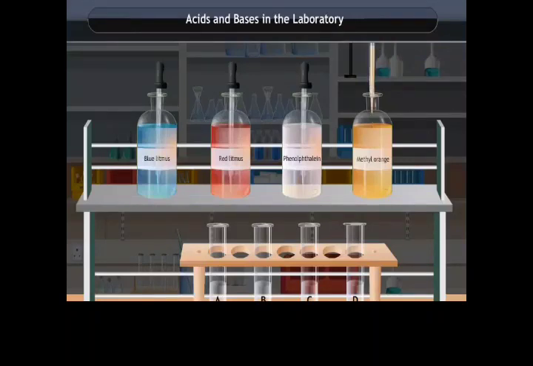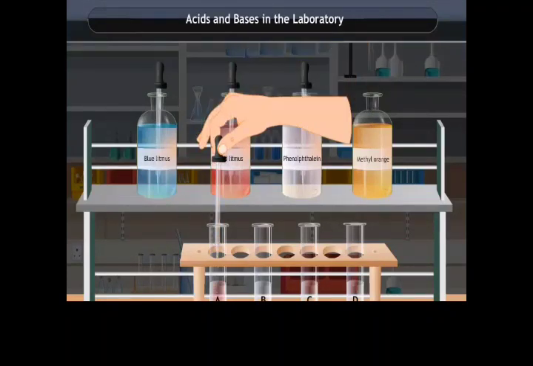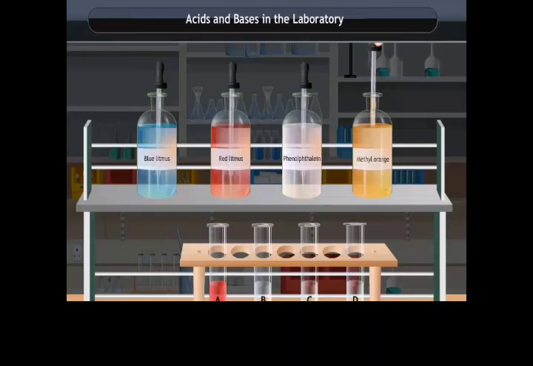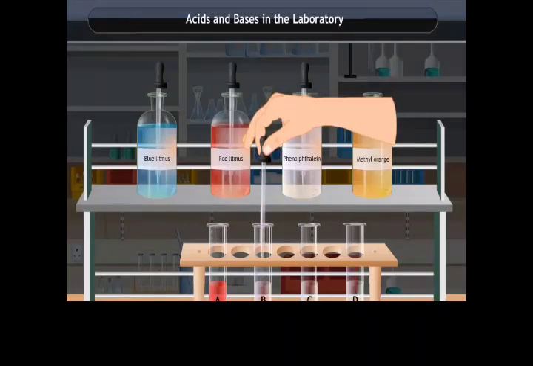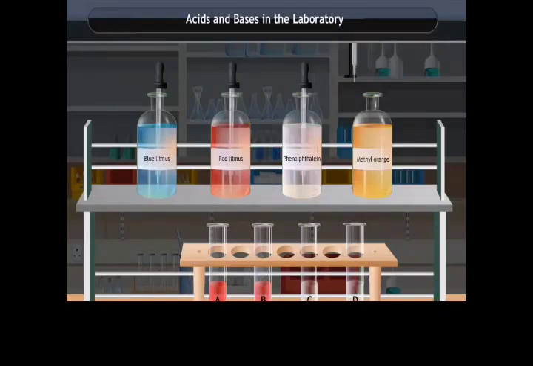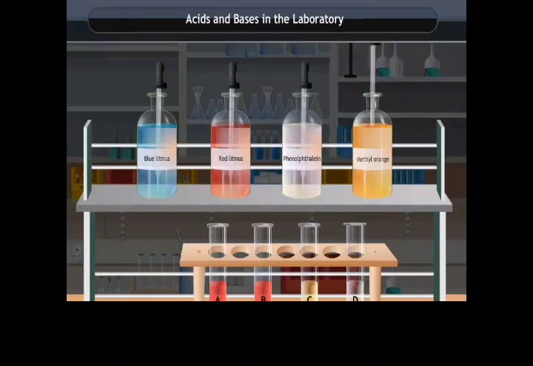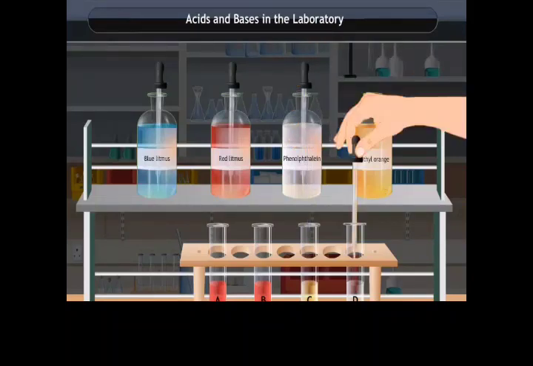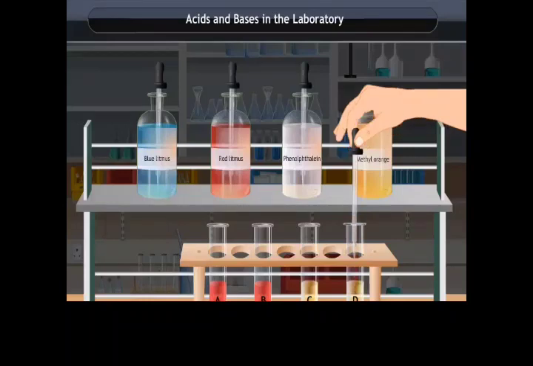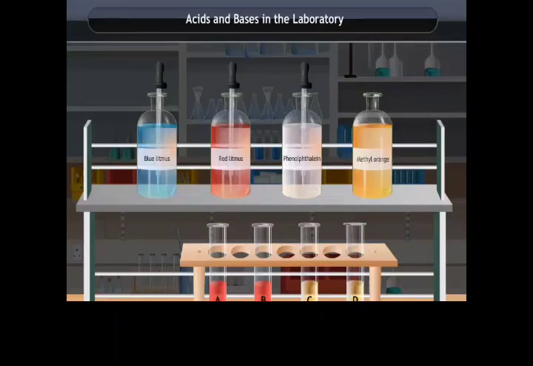Add 2 to 3 drops of methyl orange in each test tube. Now observe it. You will observe that test tubes A and B give red with methyl orange, but test tubes C and D give yellow color with methyl orange.